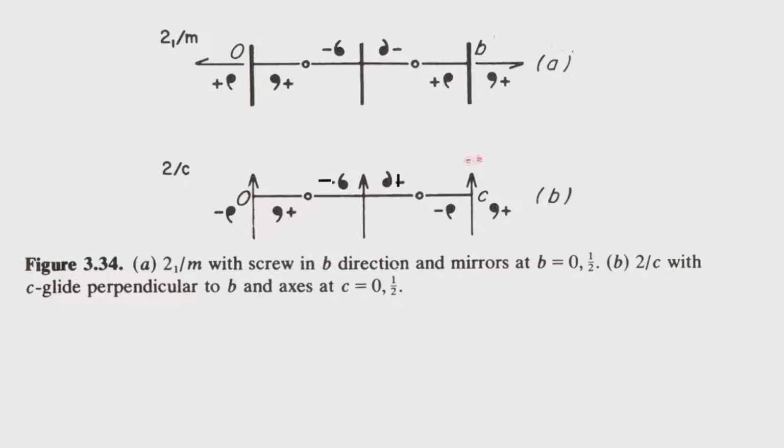That will also generate the symmetry at 3/4. So, as is written here, 2 1 by m with screw in B direction and mirrors at B equal to 0 and half. The mirrors are now at 0 and half as is shown in the diagram, but we now know we have to shift it to the centers of symmetry. So, the center of symmetry up here now has a mirror at 1/4 and 3/4. And so also the presence of the C glide invokes the moving of the two-fold axis by 1/4 from the center of symmetry. So, the non-translational symmetry too is moved by 1/4.